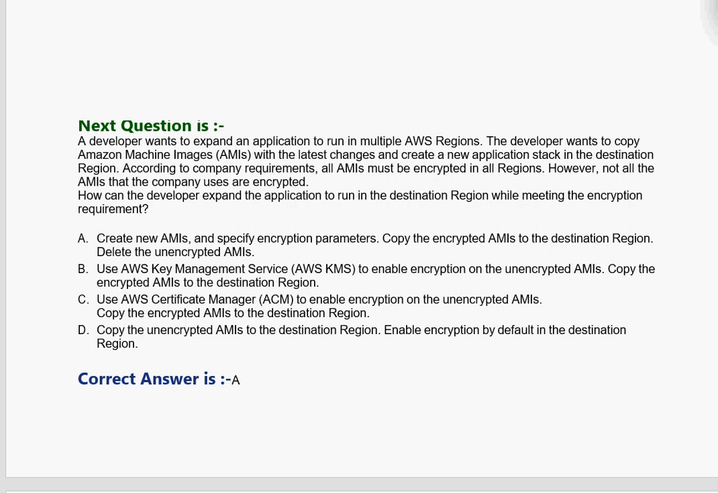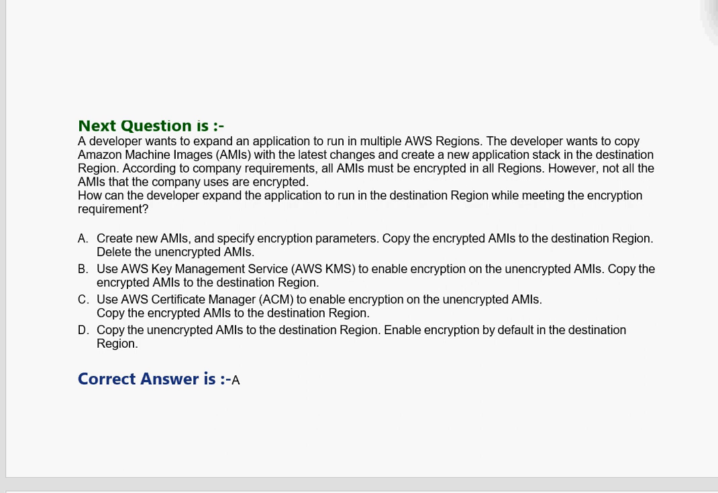Option A, create new AMIs and specify encryption parameters. Copy the encrypted AMIs to the destination region. Delete the unencrypted AMIs. Option B, use the AWS Key Management Service, AWS KMS, to enable encryption on the unencrypted AMIs. Copy the encrypted AMIs to the destination region.